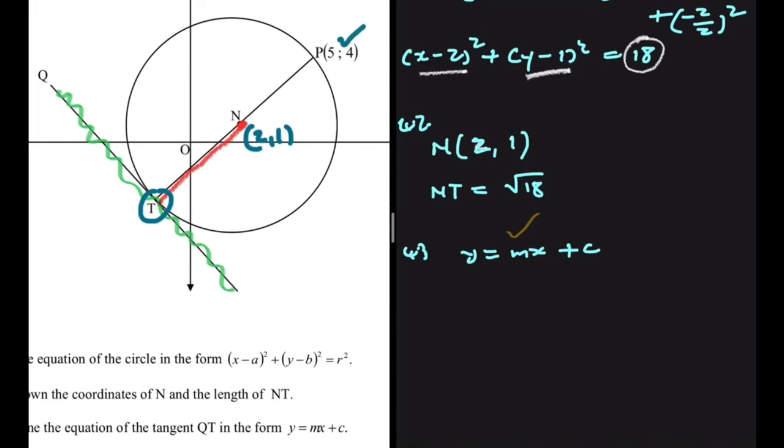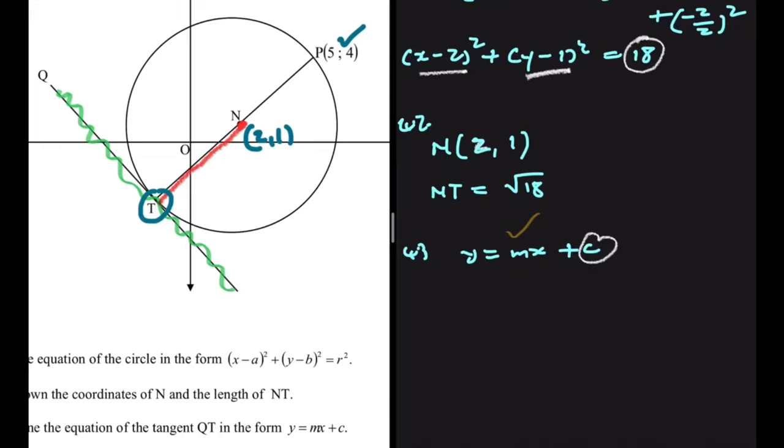But then in order to find c, we're gonna need a point that lies on the line QT. So let's just go ahead and find the coordinates of T, and then I'm gonna use the coordinates of T to find the gradient, and after finding the gradient we're gonna use the same coordinates of T to find c. So how are we gonna find the coordinates of T?